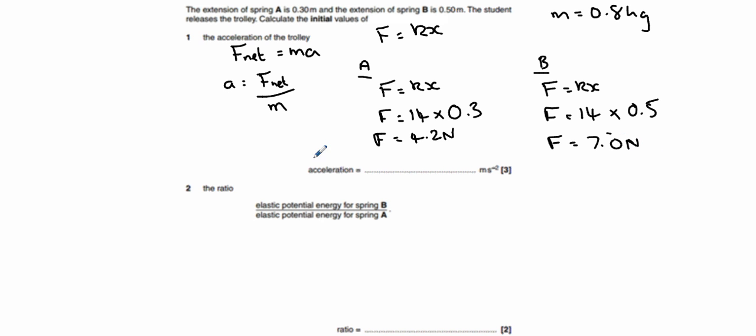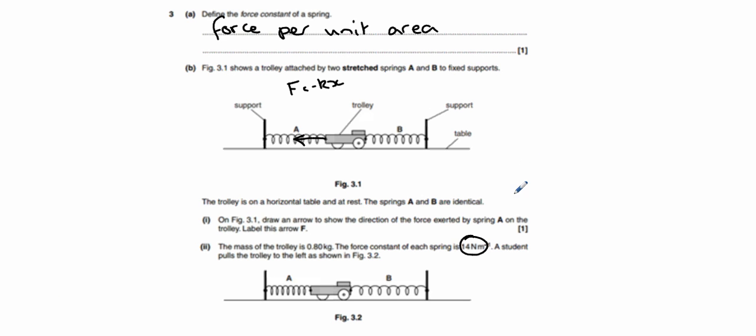Okay, so just to go back to show you what we've done, we've worked out the force from spring B on the trolley, which is 7 newtons. And we've also worked out the force from spring A on the trolley, which is 4.2 newtons. Does it make sense this one's bigger from spring B? Well, yes, because remember they're stretched initially in this position.